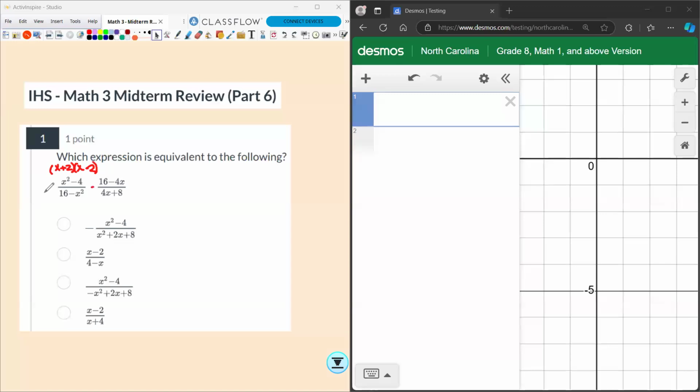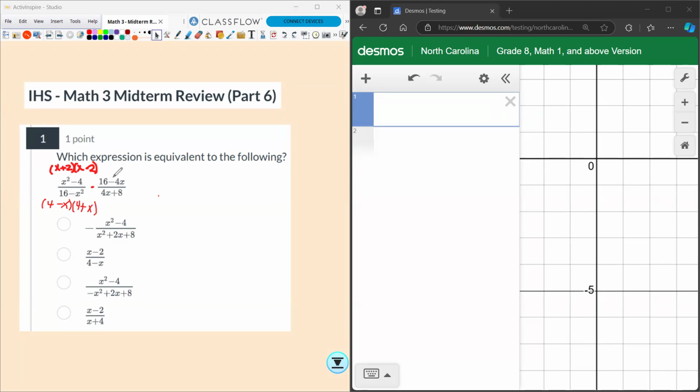The one down below, 16 minus x squared, is also a difference of squares. So I'm actually going to factor that as well. Let me make that a little bit thinner. So that's going to be 4 minus x and 4 plus x. The x squared is at the end, so that's why I have it like that.